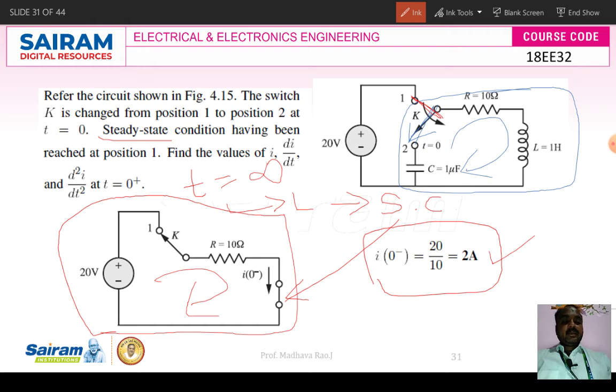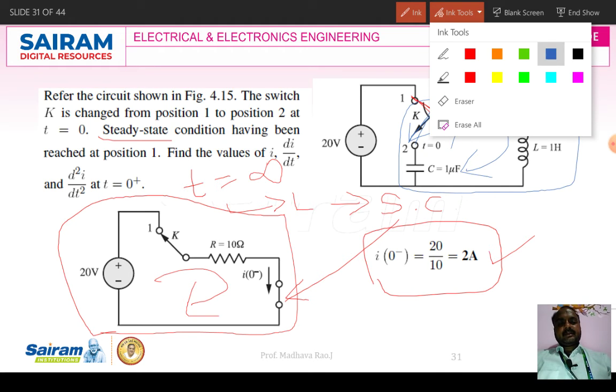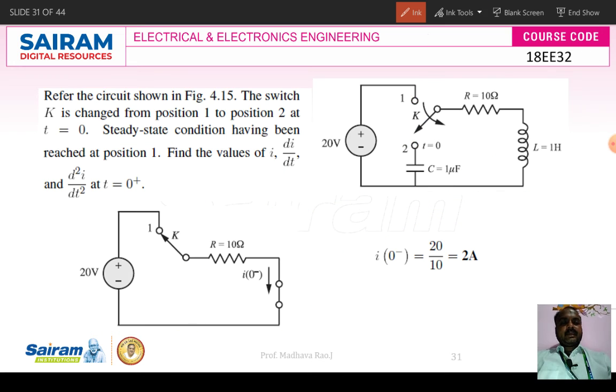R into I plus L into di by dt plus 1 by C integral I dt equal to 0. So substitute the values in that equation at t is equal to 0 plus, and find out di of 0 plus by dt. Okay, so we'll see this entire thing.